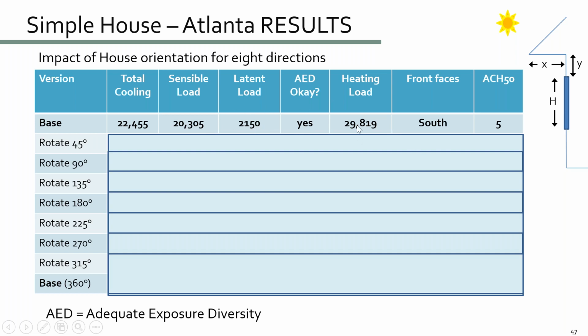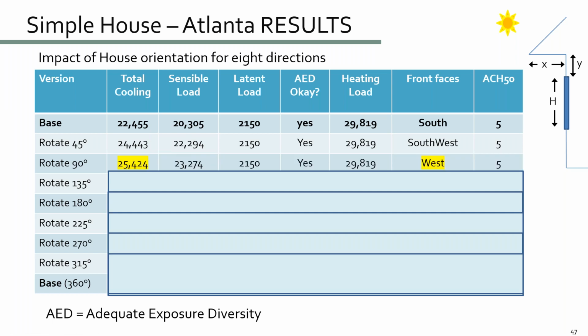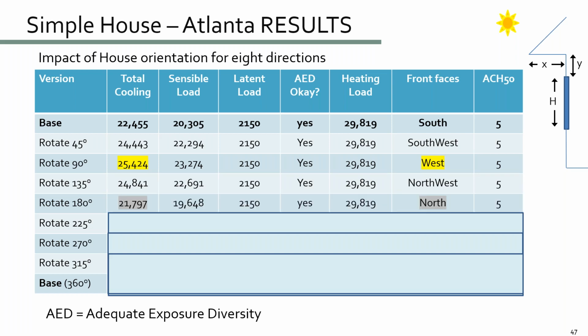So here's my base load, almost 30,000 heating. If I rotate the building 45 degrees, now the front faces southwest, you can see that we're picking up load. We're a little bit more sensible. And then if I face due west, this is my worst case load in this example. The front faces west, the back faces east, and this is not good from a solar gain standpoint. If I rotate northwest, I'm still in a not great situation here. Northwest and southwest are almost comparable. When I'm north, I'm at my best orientation. It's a little better than south.